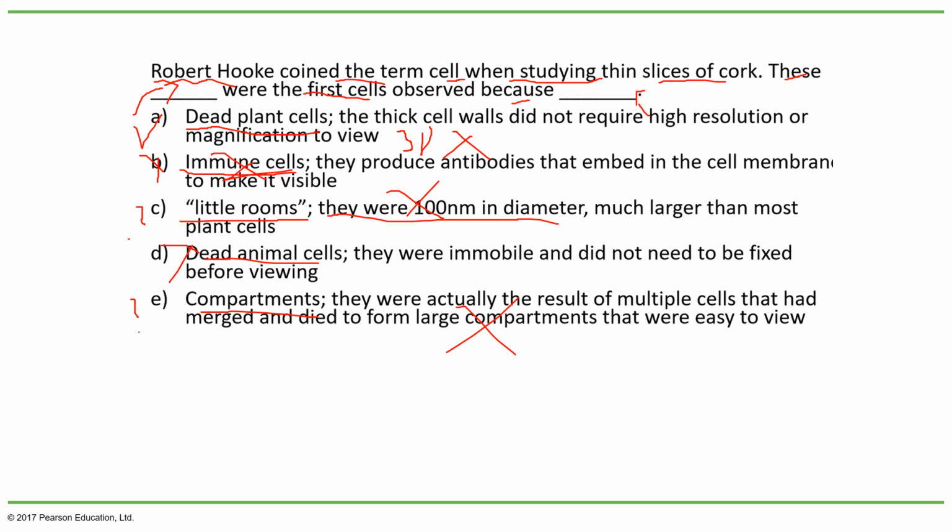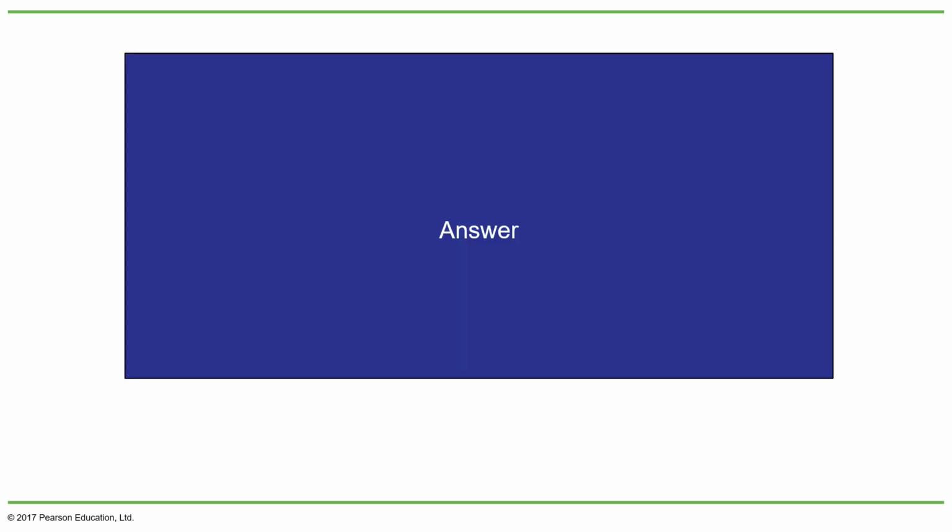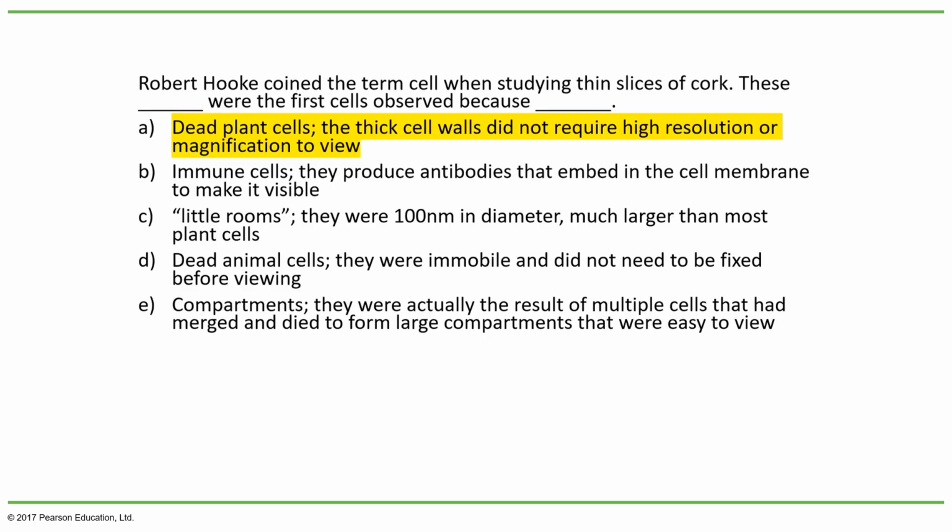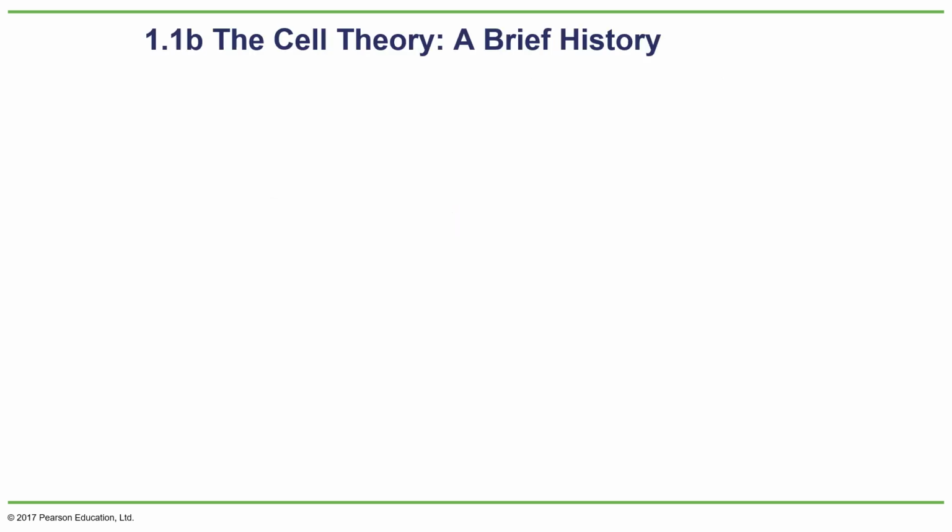So let me show you in the next slide. Okay, so the answer is pretty easy. The only one that works is dead plant cells. C and D, little rooms, partially work, but the next part, the size, is wrong. And what they are saying about fusion of cells is too complicated and not related to the topic that we are talking about. So A is the best answer. Pretty easy. Hopefully you got it right.